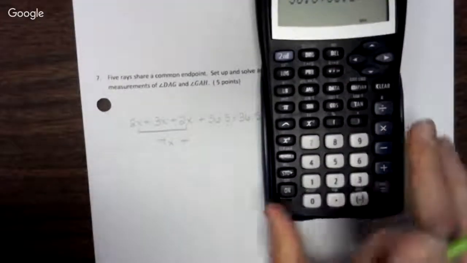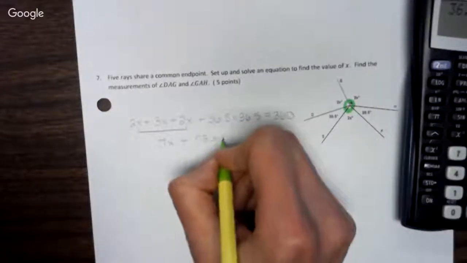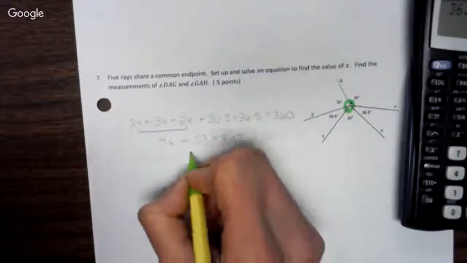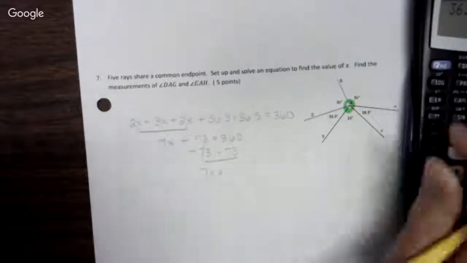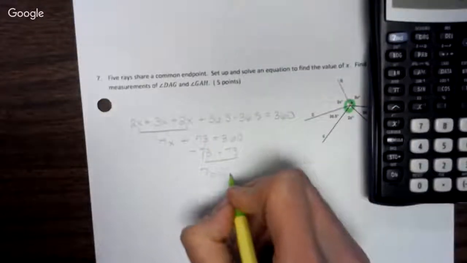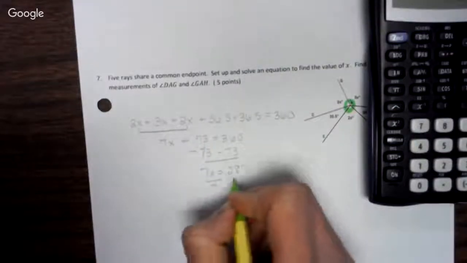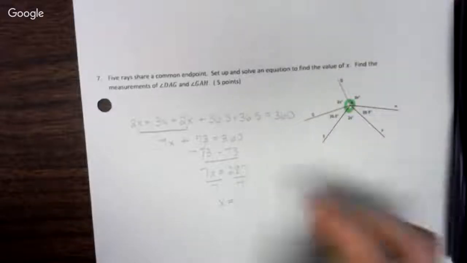36.5 and 36.5 is 73, which is equal to 360. I'm going to subtract 73 from both sides. So 7x is equal to 360 minus 73, which is 287. Divide both sides by 7, and you get 41.